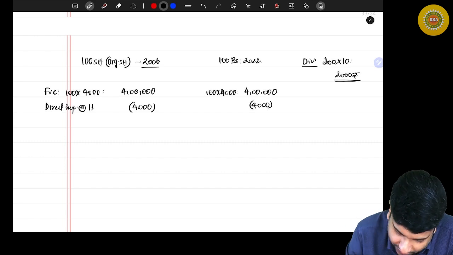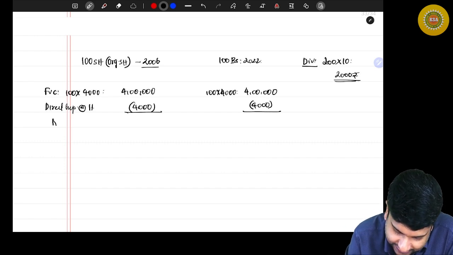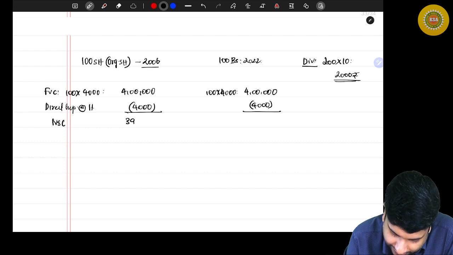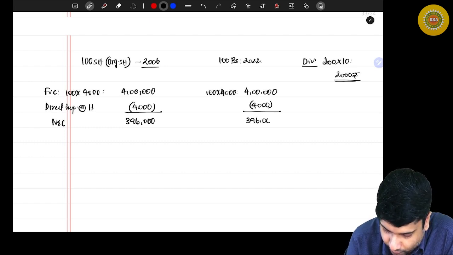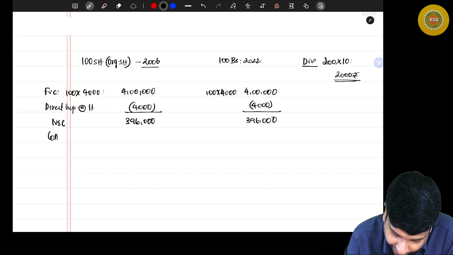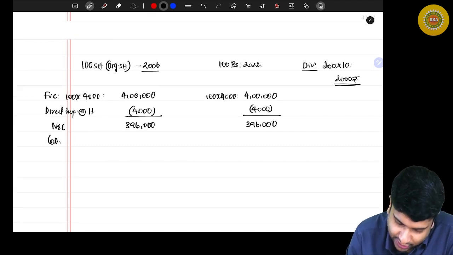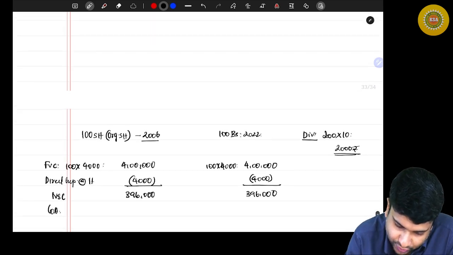1 or 2? 1%. So how much will be the net sale consideration? 396. Now, how about cost of acquisition? Of original shares, original cost of acquisition is how much?